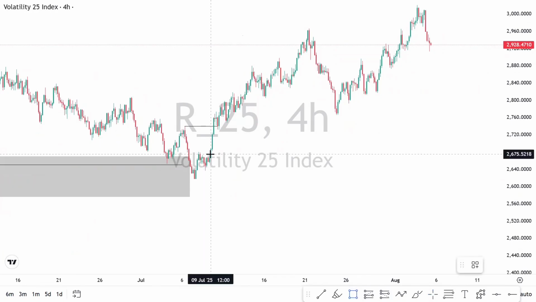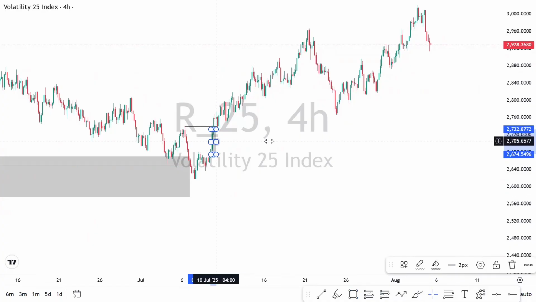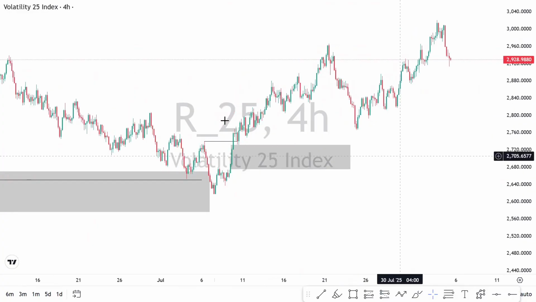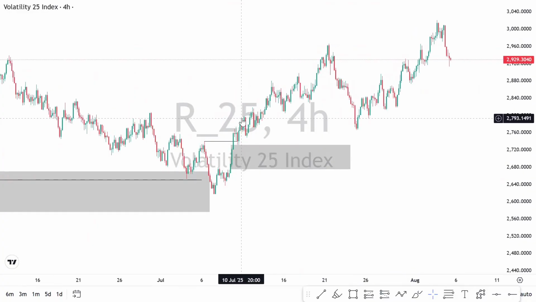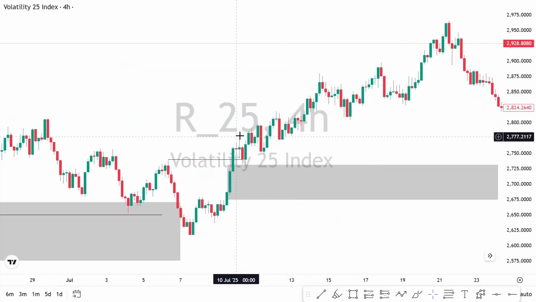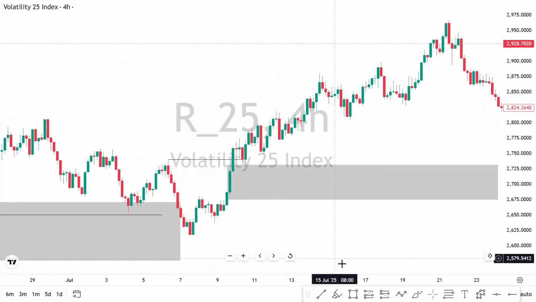This is where my first lookout for a continuation is going to be. I am going to be expecting market to come back right into this void area to fill it up. However, when we started having this little break of structure to the upside, I would have also joined in the market. You can see that we had little break of structure to the upside.